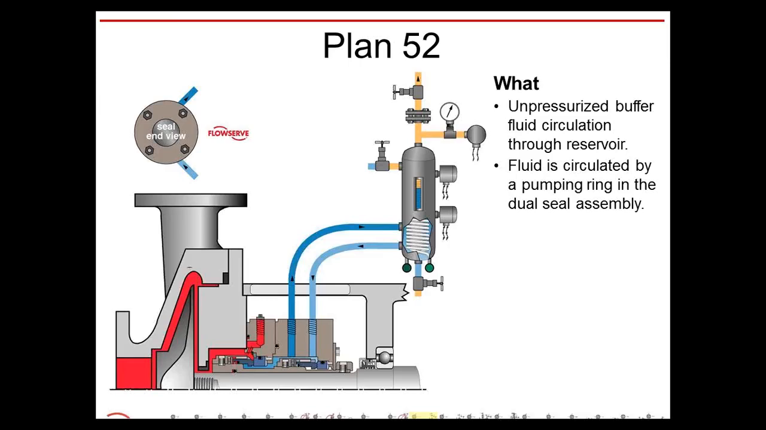So you will hear me refer to any fluid that's running in a dual system as the barrier fluid. The 52 is unpressurized. The 52 circulates the fluid in the dual, in the section between the primary seal and the secondary seal. So it's in between the two mechanical seals. It acts as a collecting area, and it is circulated from the seal to the reservoir or seal pot, whichever you refer to it as.